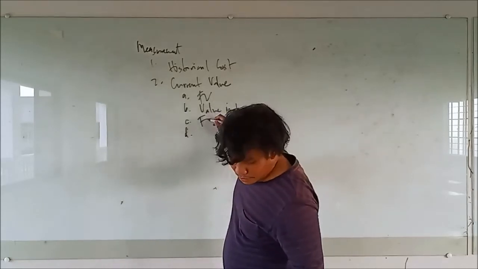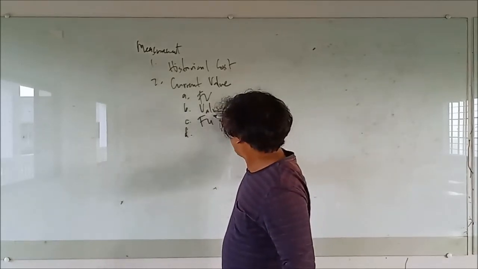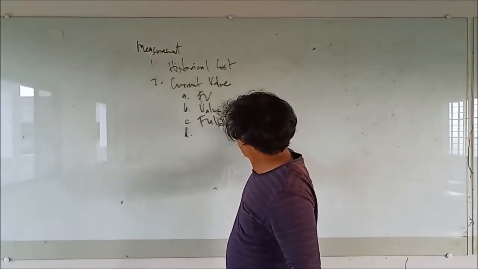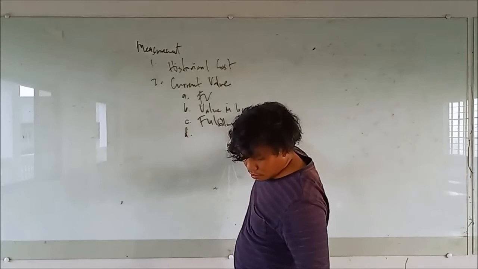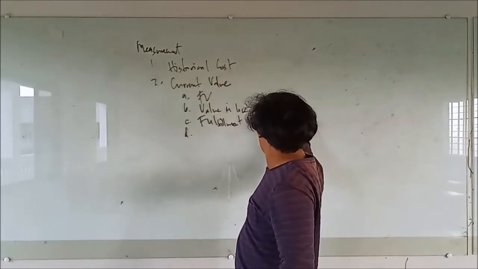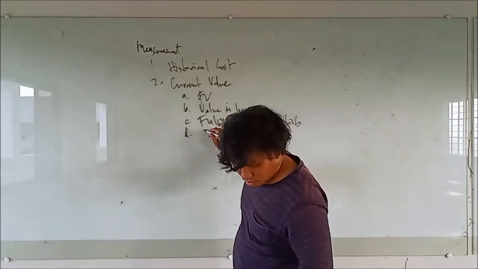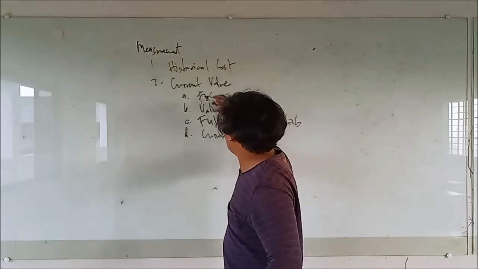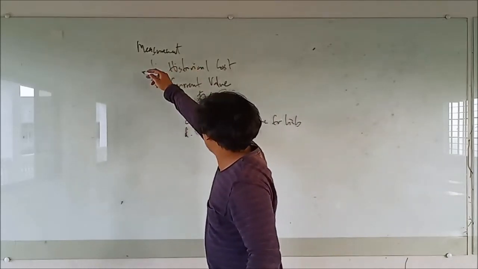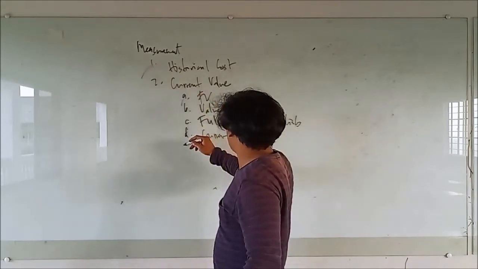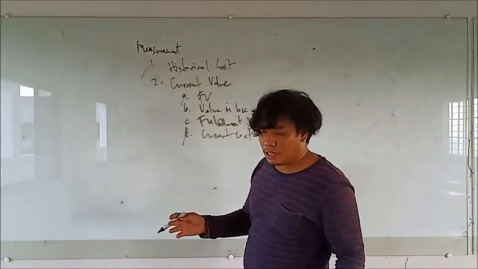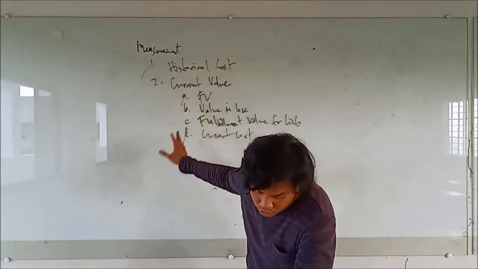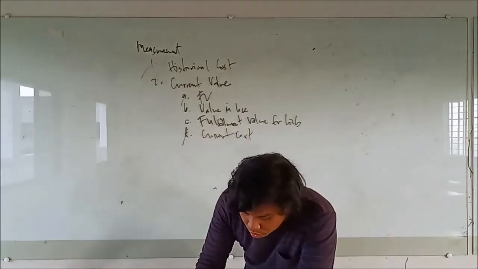Medyo technical yung iba dito, no? Fulfillment value for liability and current cost. Ito kasi yung dating apat eh. Ay, wala pa nga realizable value dito. Ito, kasama yan. Dati may realizable value. Pero, na-embed na siya dito somewhere here. No? Now, let's talk about fair value.